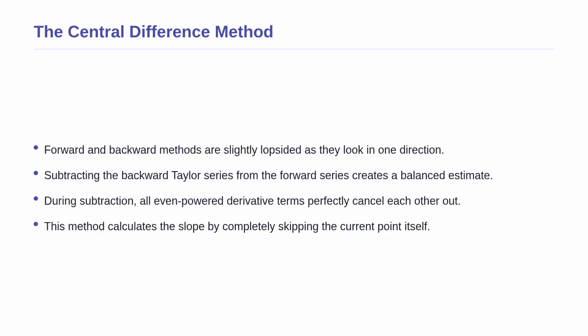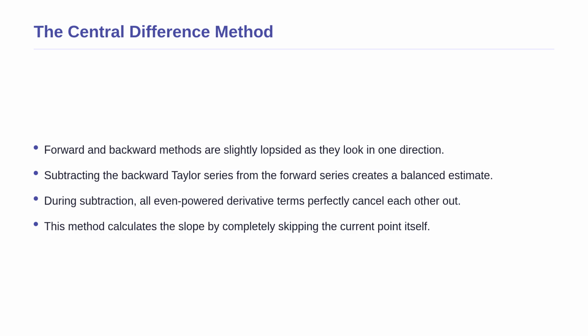Both the forward and backward methods are decent, but they are slightly lopsided because they only look in one direction. We can create a much more balanced and accurate estimate by combining them. If we subtract the backward Taylor series from the forward Taylor series, something magical happens. All the even-powered derivative terms perfectly cancel each other out. This creates the central difference approximation.